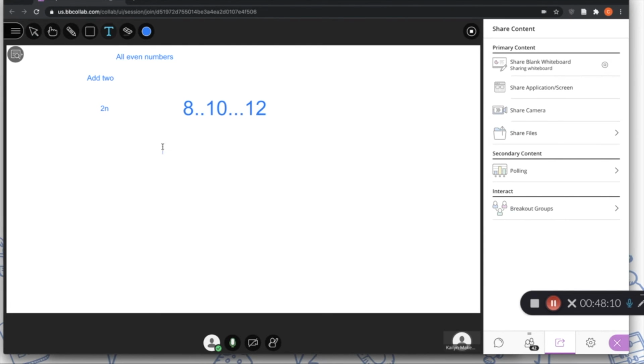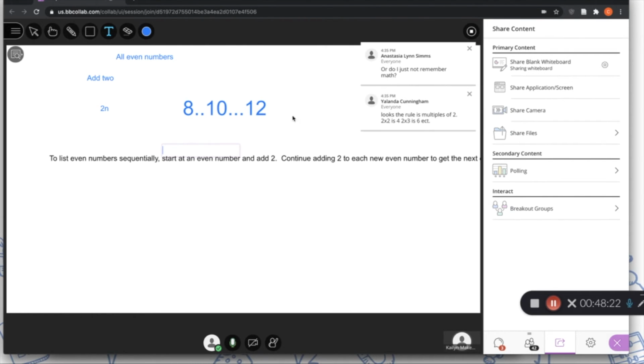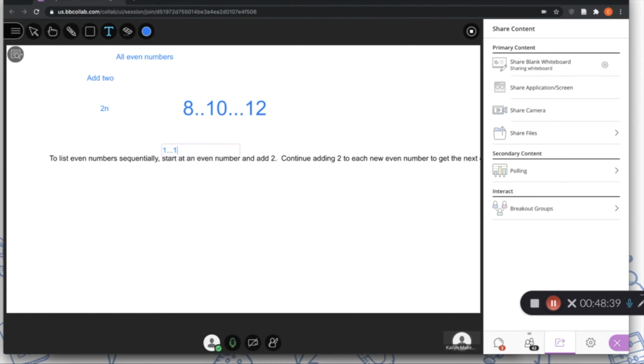Let's say, Anastasia bringing in some math terms. I like that. So it looks like the rule is multiples of 2. 2 by 2 is 4. It's increasing by 2. Let me tell you guys another number sequence that a different science team proposed, but that also follows the rule.